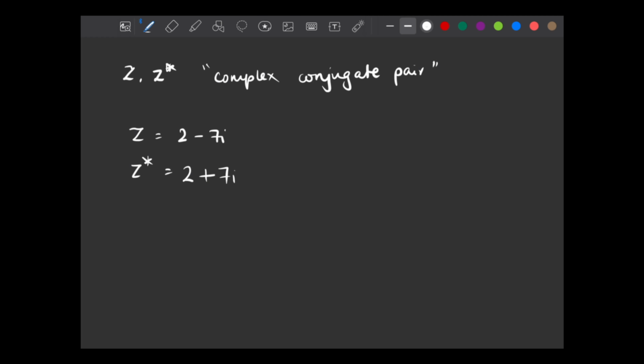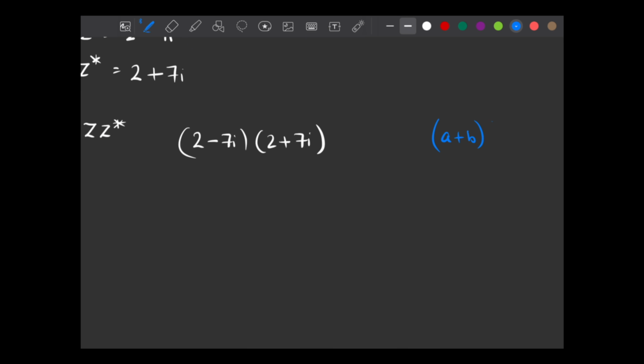So for any complex number, the product of z and z star will always give a real number. We can see this if we multiply z with z star. This kind of looks like a plus b multiplied by a minus b, which gives us a squared minus ab plus ab minus b squared, which is a squared minus b squared. So let's apply that here. If we multiply these together, we'll have a squared, so 2 squared, minus b squared, which is 7i squared.